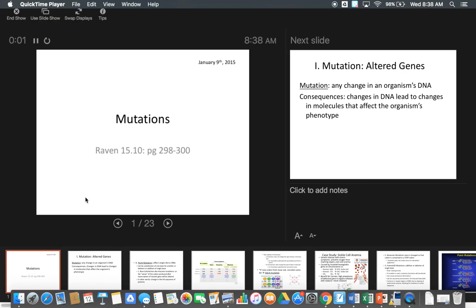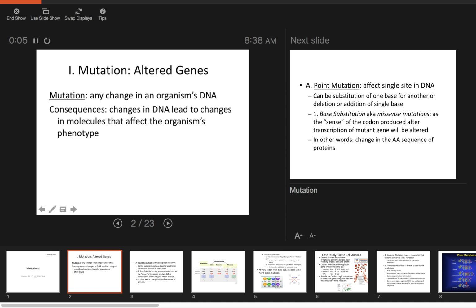So another short little lecture here, mutations. By definition, a mutation is any change in an organism's DNA. It could have some consequences, okay? It could lead to different phenotypes that could be bad for the organism, but it could also lead to phenotype changes or a different ability that could be beneficial. So mutations, some are bad, but they can be good.